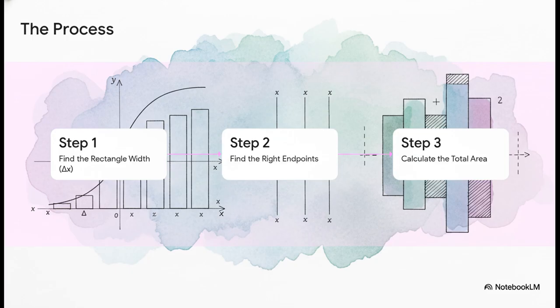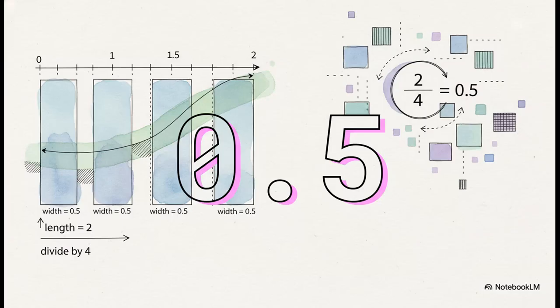First, we'll figure out how wide each of our 4 rectangles has to be. Second, we'll find the specific x values that are going to set the height for each one. And then finally, we'll just add it all up and get our estimated area. Okay, step 1, the width. Our total interval is from 0 to 2, so its length is 2. We need to cram 4 rectangles in there. So we just do 2 divided by 4, and that gives us a width, our delta x, of 0.5 for every single rectangle. Simple as that.